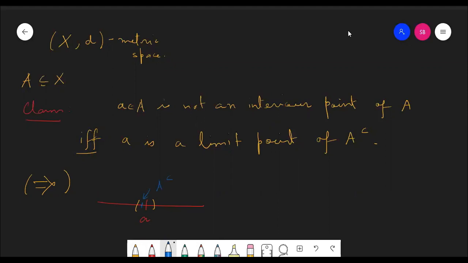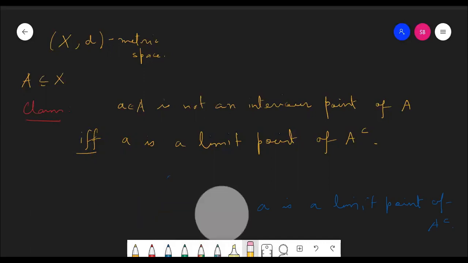And this is for any neighborhood around A. Because if for some neighborhood we don't have any point of A complement, then that neighborhood is completely contained in capital A, and hence A is an interior point of capital A. But that can't be the case. So for any neighborhood, we got a point of A complement inside that neighborhood. Thus, we can say A is a limit point of A complement. This is the forward direction.